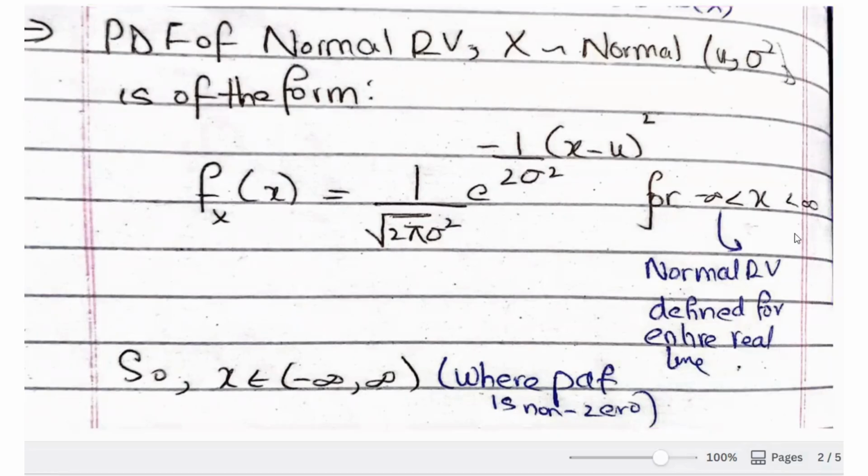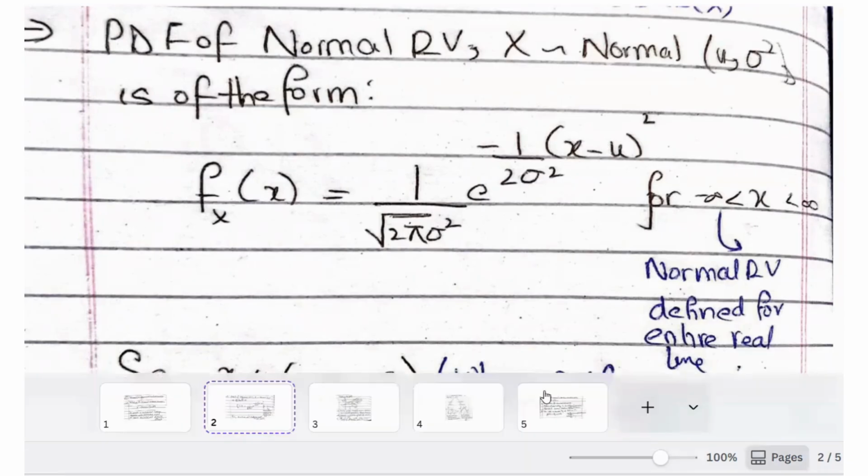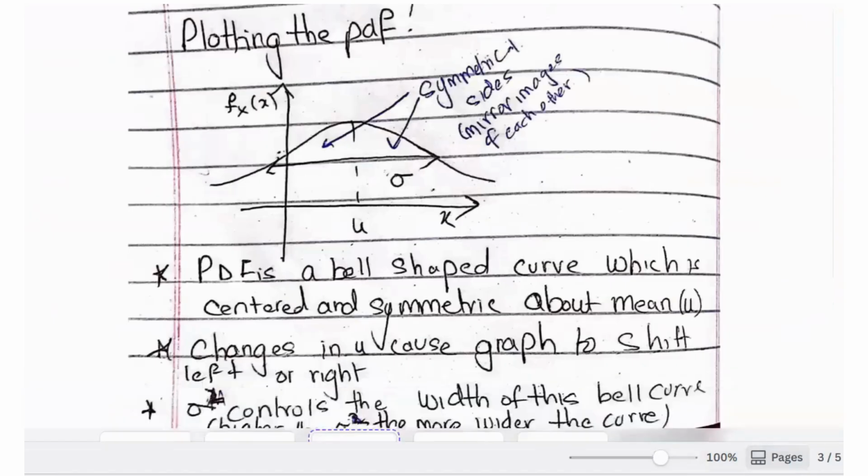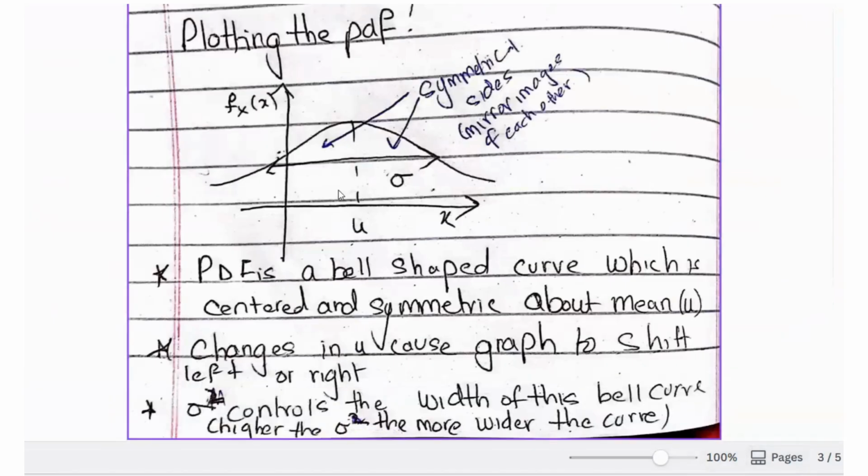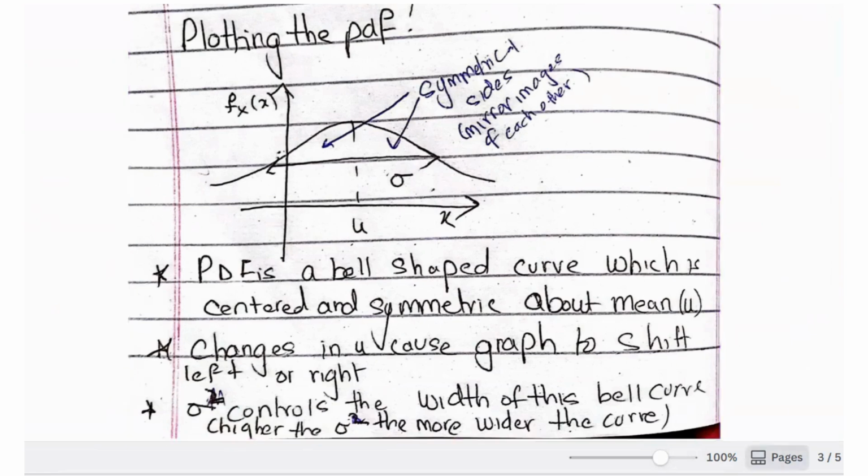And we know a continuous random variable takes on values where its PDF is non-zero. So in this case, a normal random variable takes on all values on the real line because its PDF is non-zero for all values from minus infinity to infinity. Now, if we plot its PDF, it is going to be a bell-shaped curve, which is symmetric about its mean, mu. So mu determines the center of the distribution, and sigma square determines the width of the bell curve. The higher the sigma square, the wider the bell curve.